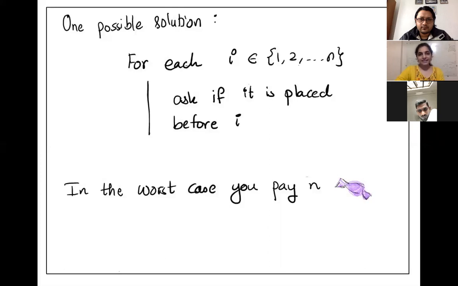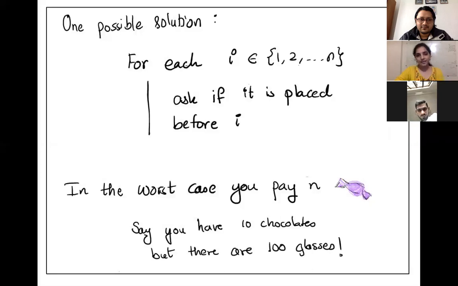Now, n seems like a lot of chocolates. I mean, say you had 10 chocolates, but there were 100 glasses. Can you perform this task well? So now the puzzle is the same, but I've put this constraint on top of this, that you have only 10 chocolates, but there are 100 glasses.